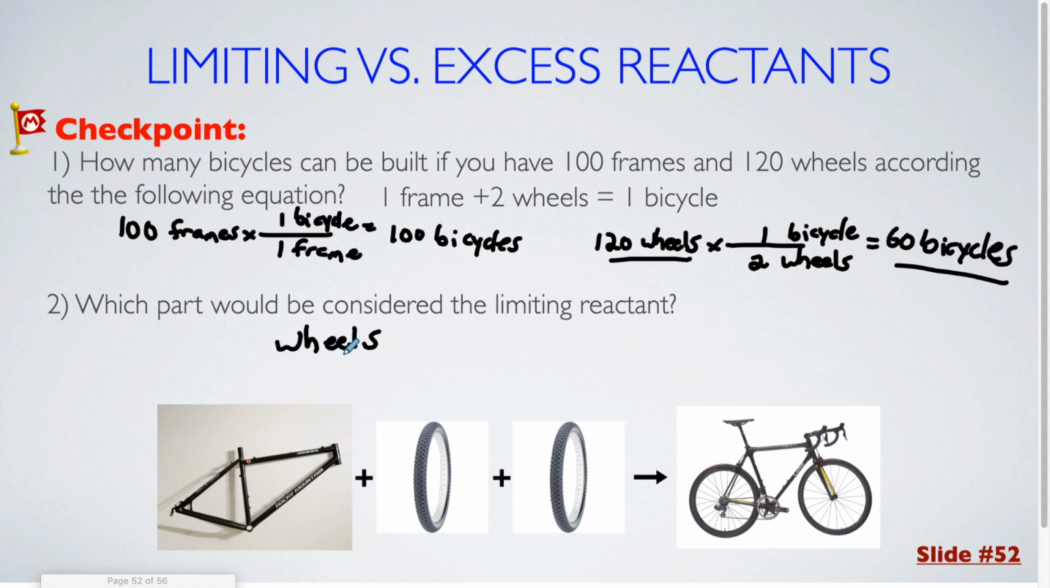How many bicycles would you be able to make? Well, once I've made my 60 bicycles, I would run out of wheels and I would no longer be able to continue making bicycles. So I would have leftover frames. The reason why I chose this example is to show you that even though I had more wheels initially, that was not the excess reactant. It actually ran out first, because for this particular reaction, the wheels were being used at a greater rate.